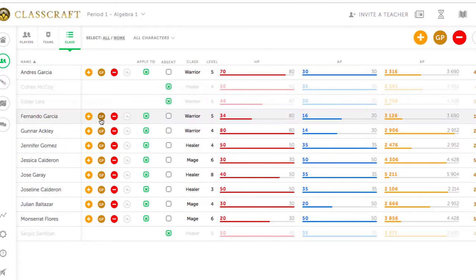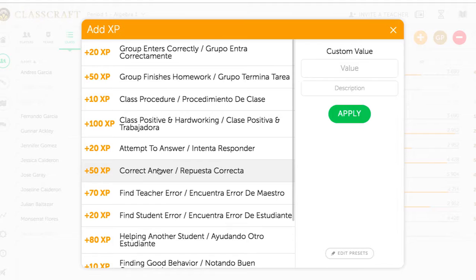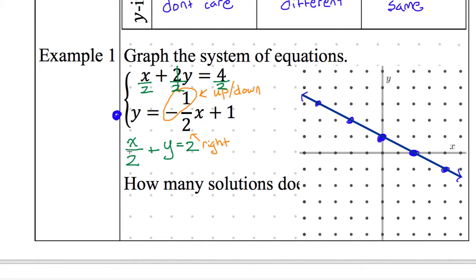Let me give Jose his XP before I move on to the next person. How am I going to move x divided by 2 to the right-hand side? Fernando's ready to go, but I need to make sure that everyone else knows what we're doing also. How do I move this x divided by 2 to the right-hand side? Right now it's being added to y. I need to undo this addition.